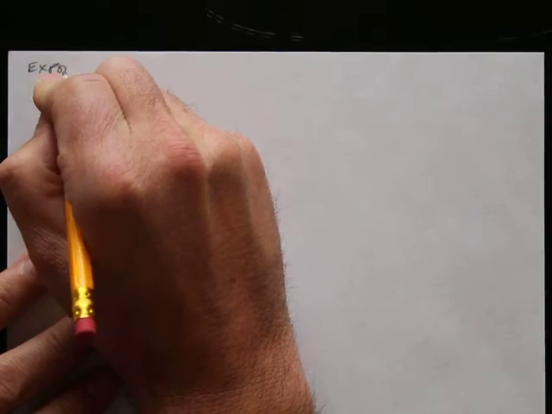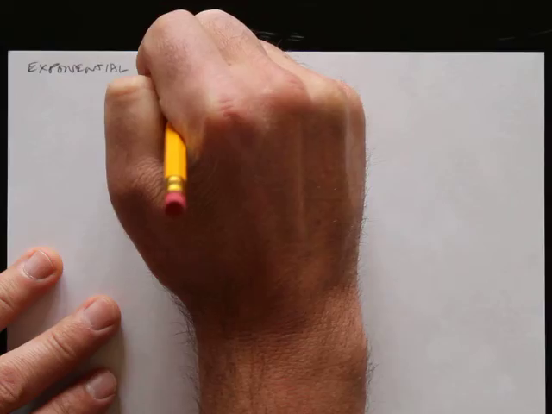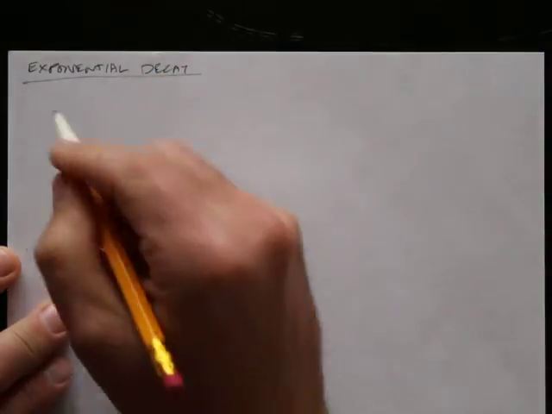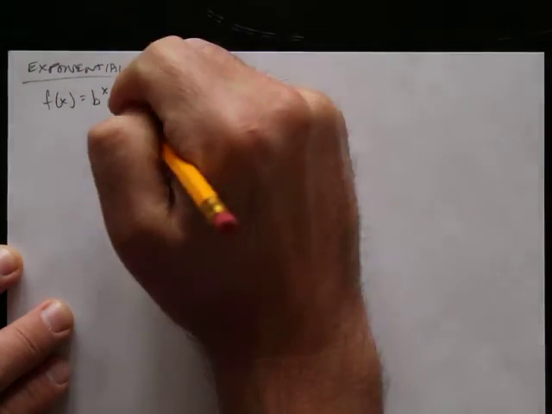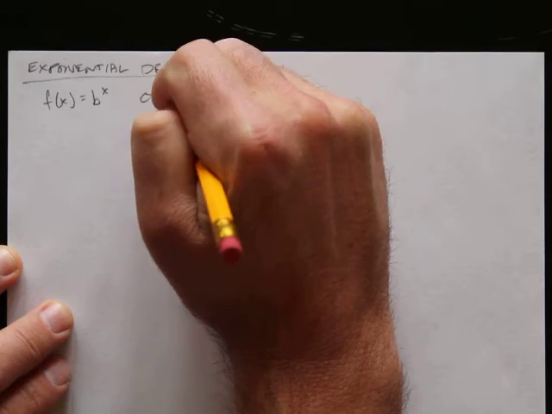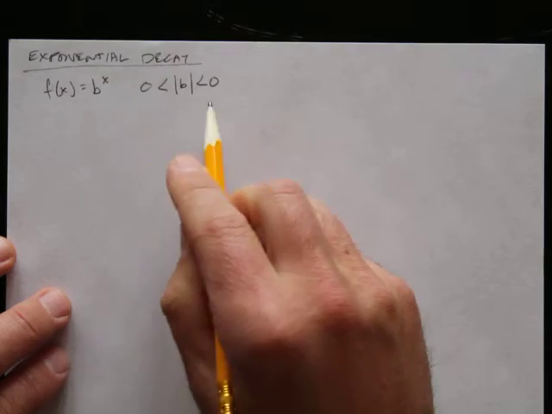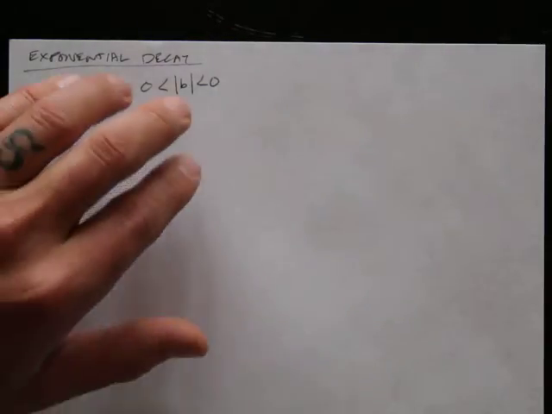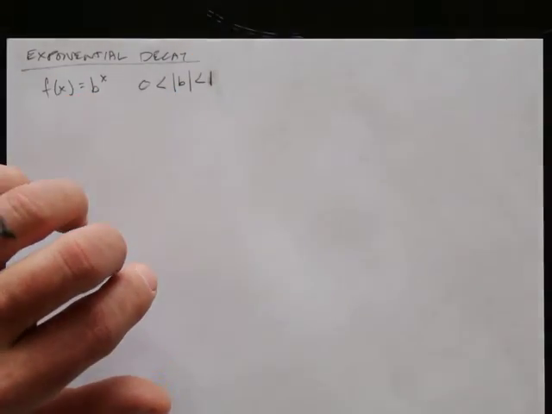And that is exponential decay. And then we're going to talk a little bit about growth factor and decay factor. Exponential decay. So we've got the same parent graph, f of x equals b to the x. When it's decay, we have the fraction that's between 0 and 1. So the b value is going to be between 0 and 1, which means it's a fraction.